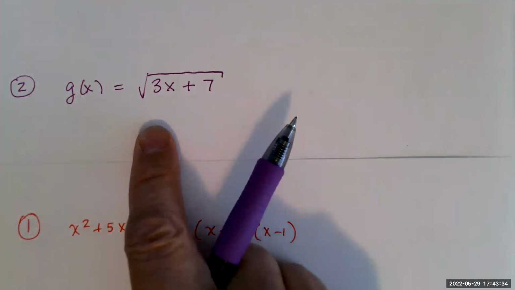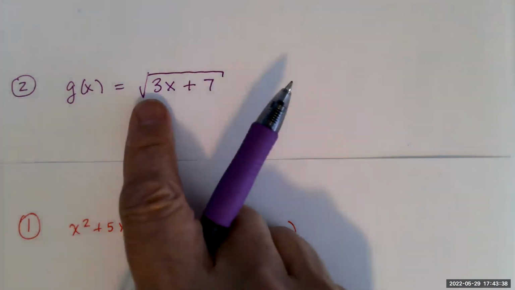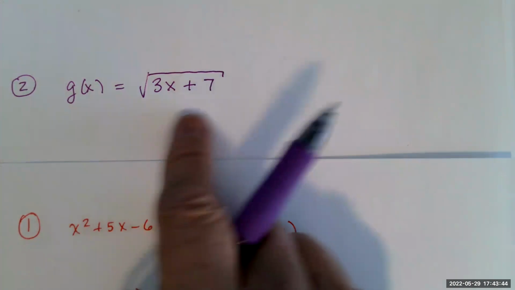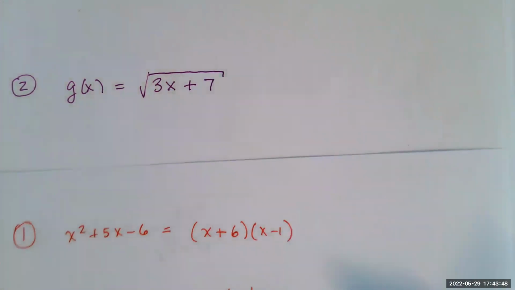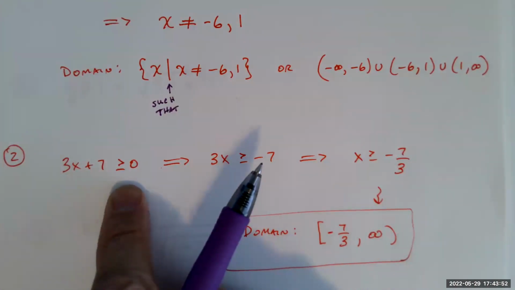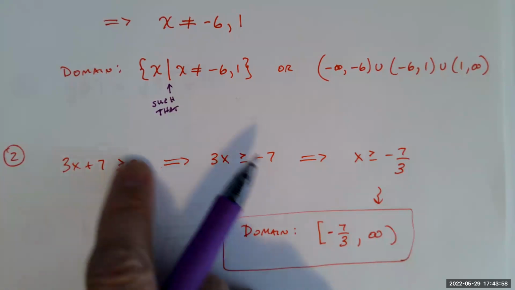The square root of 3x plus 7 is the rule for the function g. Well, I cannot take the square root of a negative number and get a real output. So we're only looking for real outputs, real valued functions. And so I want 3x plus 7 to be greater than or equal to 0. Right? I don't want it to be a negative number. It can be 0. Square root of 0 is 0. I can do that, but not a negative number.